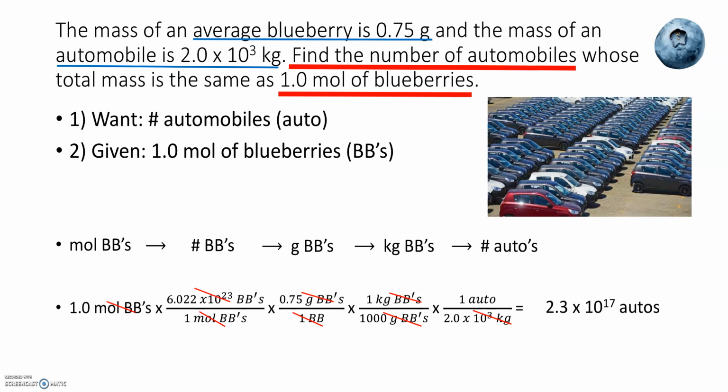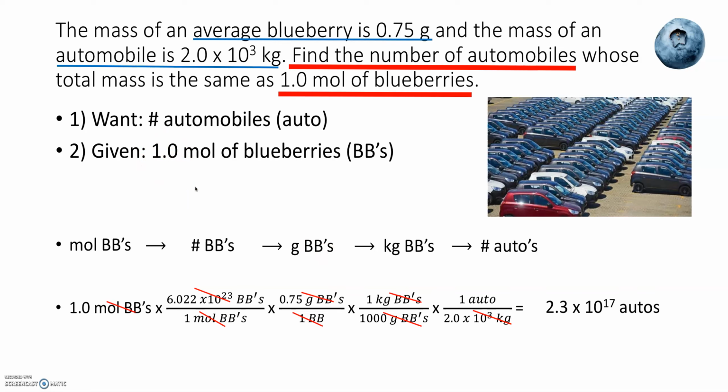Remember, after you perform the calculation, you have to have the right number of sig figs. Why are there only 2 sig figs here? Well, if I look, 1.0 moles, that's 2 sig figs. So my final answer has 2 sig figs.